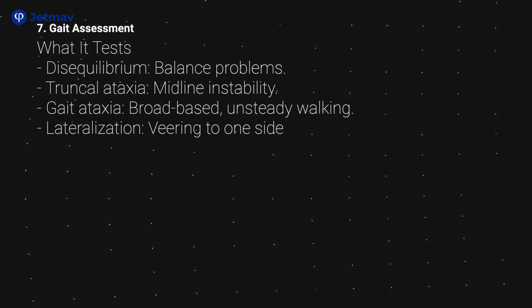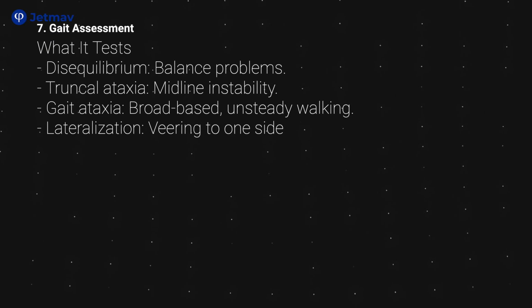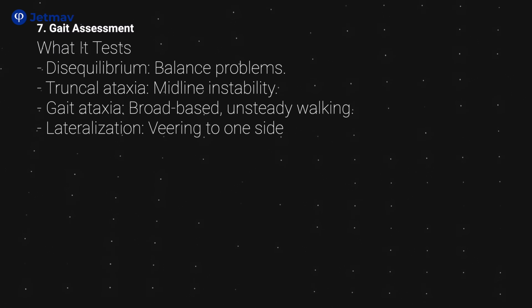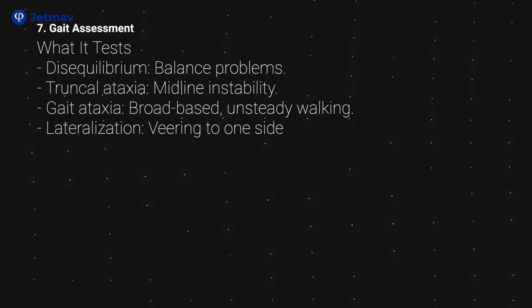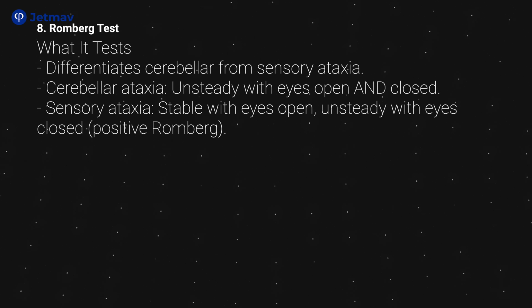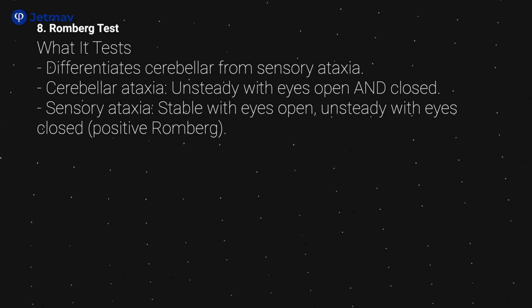So here, we also check for truncal ataxia, which is midline instability. We also look out for gait ataxia, where the patient might have a broad-based gait when they are trying to steady themselves while walking. We might also have what we call lateralization, where the patient will be veering to one side during movements. After the gait assessment, we'll finally perform what we call the Romberg test. This test will help us differentiate cerebellar ataxia from sensory ataxia.